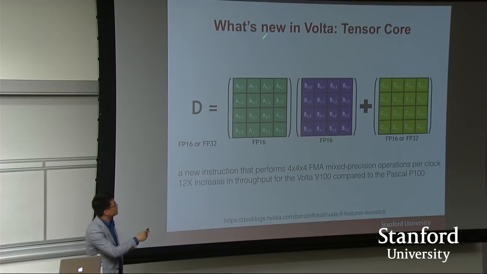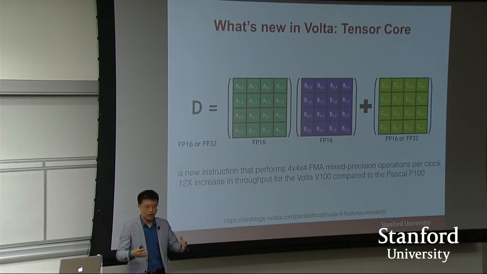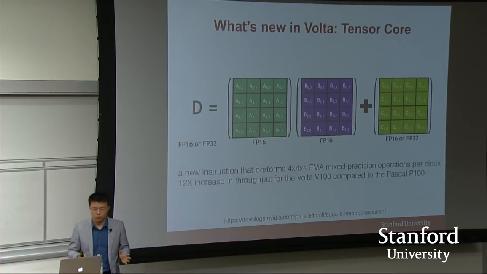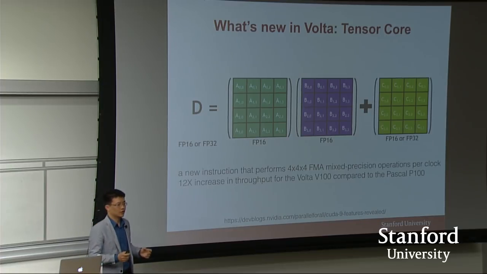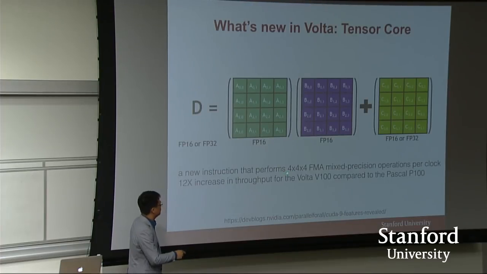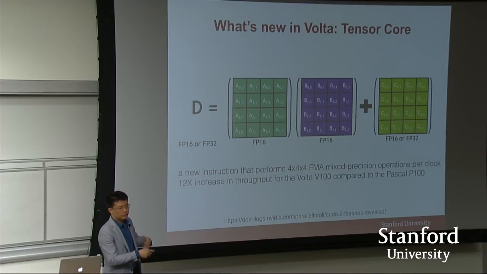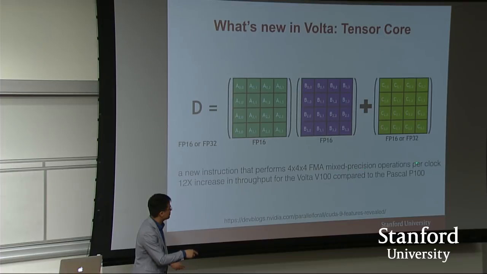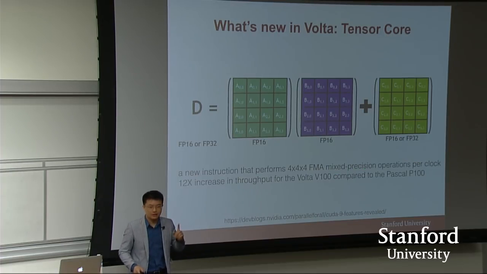So what's new in Volta? The most interesting thing for us, for deep learning, is the tensor core. So what is a tensor core? A tensor core is a unit, actually an instruction, that can multiply a 4x4 matrix by a 4x4 matrix. FMA stands for fused multiplication and add, in this mixed precision operation, in just one single clock cycle.